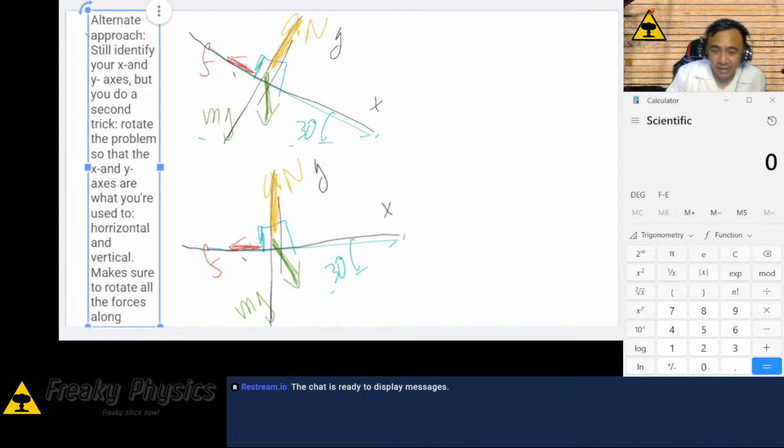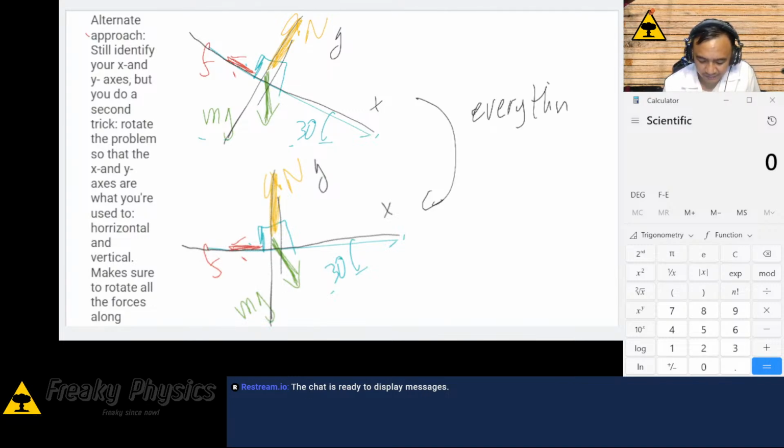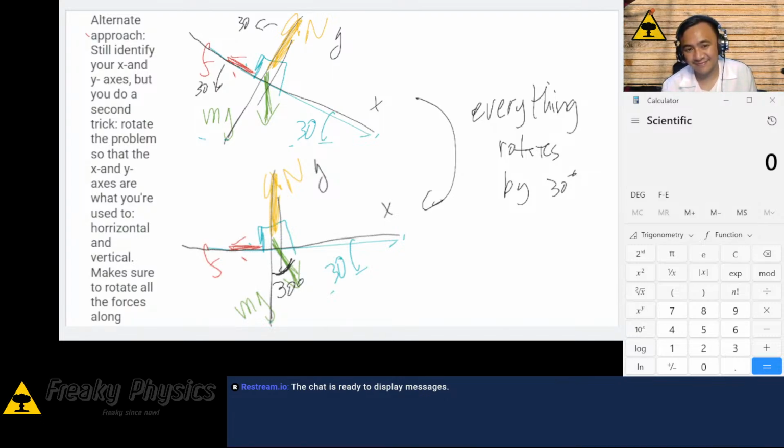So what happens when you rotate all of the forces along is, on the rotation, everything rotates by 30 degrees. By 30 degrees. So what happens here? This basically rotated 30 degrees that way and went vertical. This rotated 30 degrees. So this means the weight also rotated by 30 degrees. That makes it a bit easier to see.